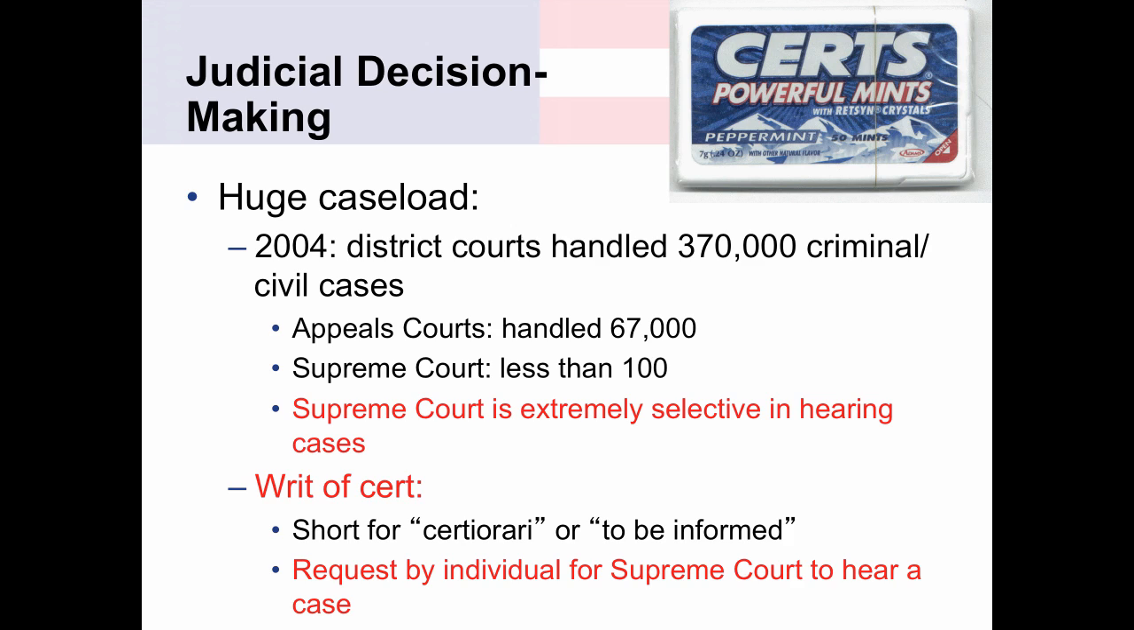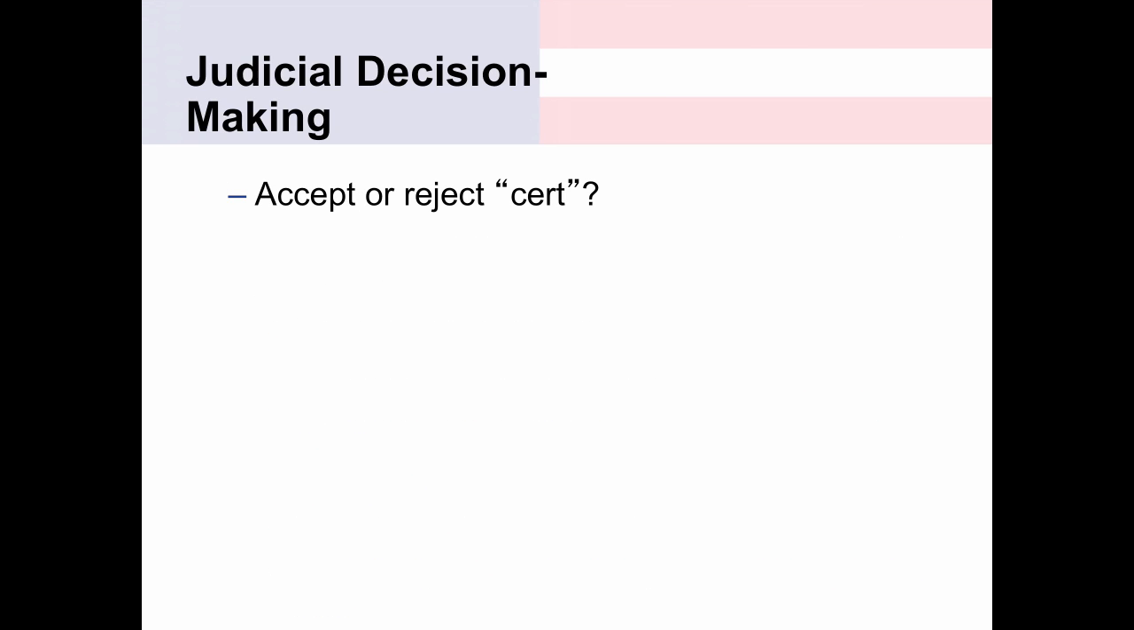There's a formal process that occurs after an individual has lost a case at the appeals court or state Supreme Court. They will file a writ of cert to the Supreme Court, and they will formally request that the Supreme Court hears that case. What determines whether the Supreme Court accepts or rejects the cert? In other words, what determines whether the Supreme Court will choose to hear or to not hear a case?